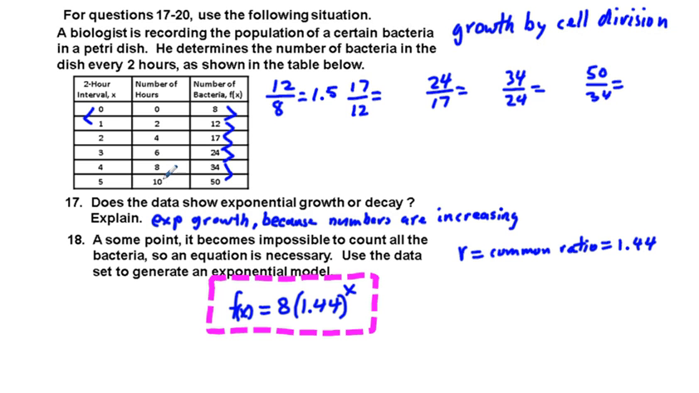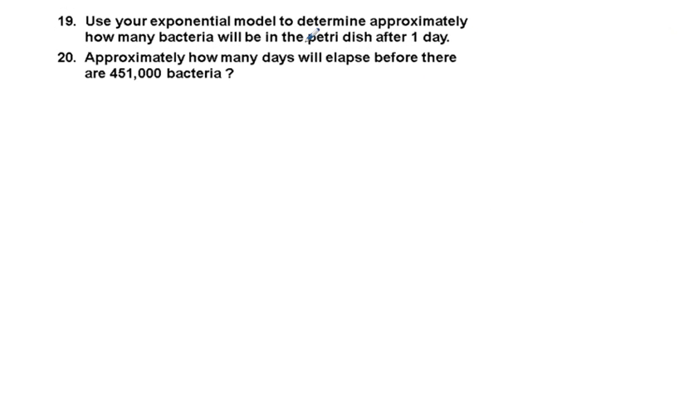That's our exponential model. And we have our model. Let's go to question 19. Use your exponential model to determine approximately how many bacteria will be in the petri dish after 1 day.